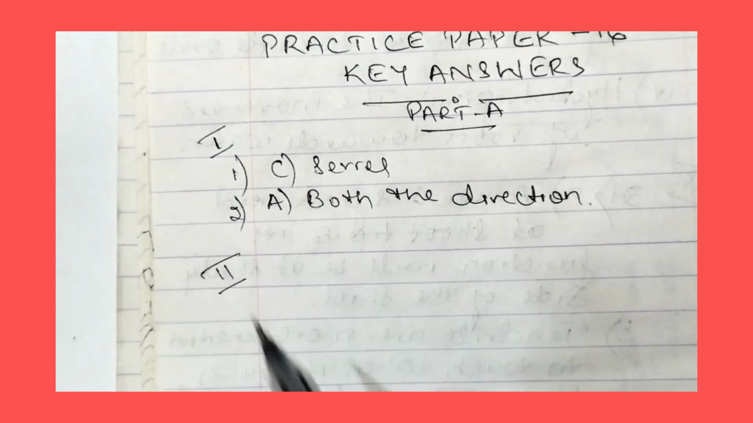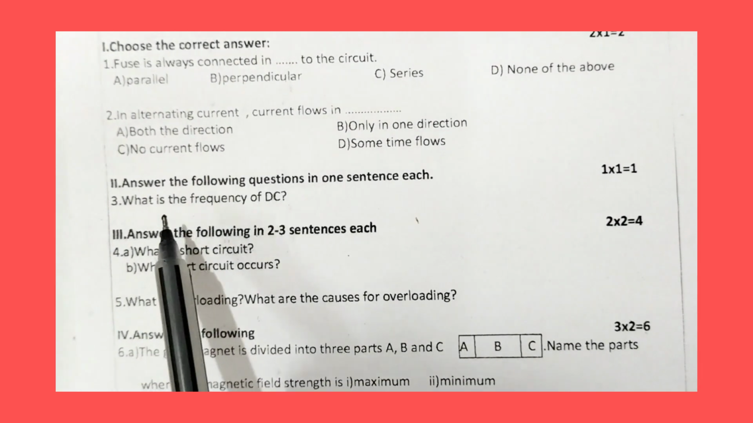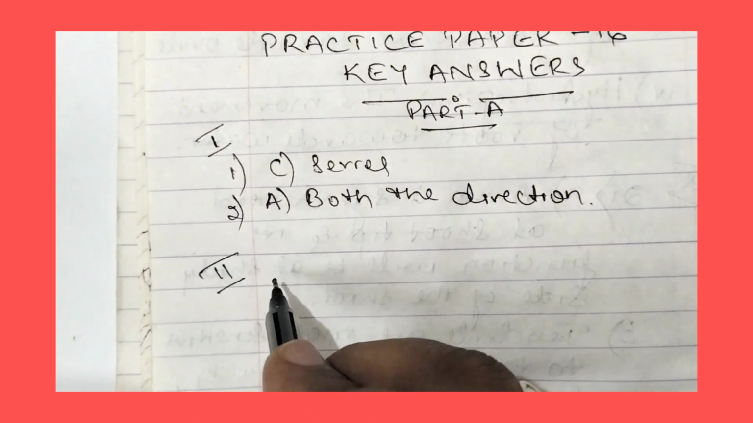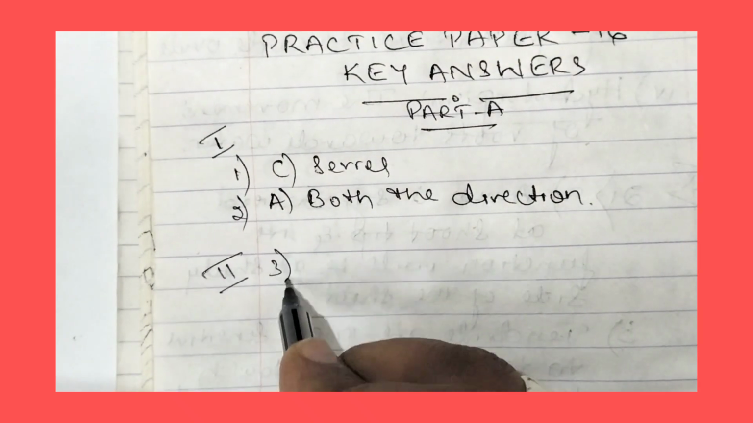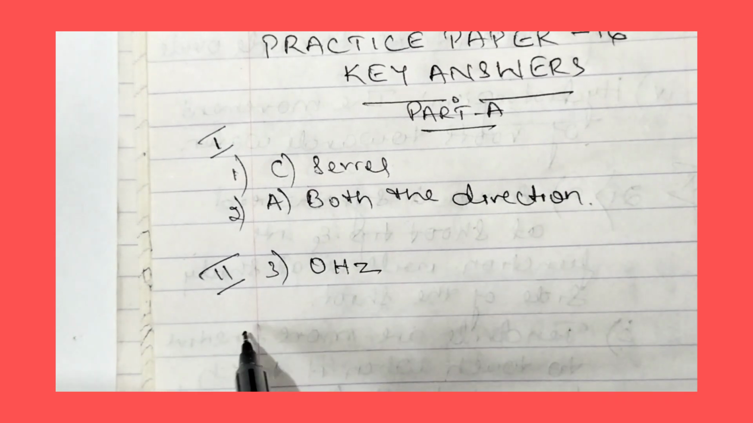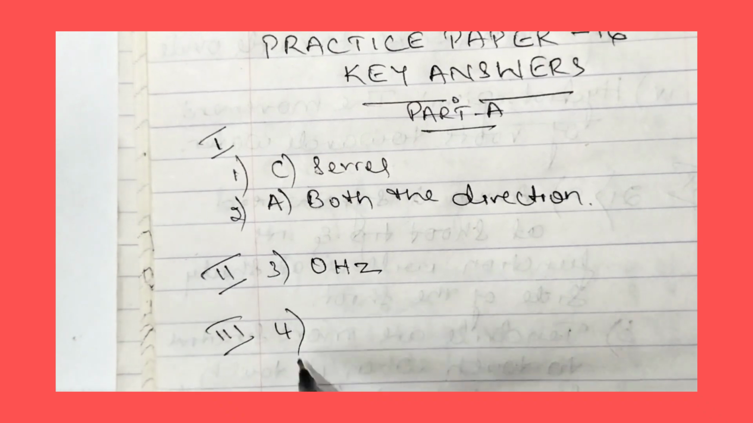Now let us move to the second mark. The second mark first question is, what is the frequency of DC? So the frequency of DC, that is the third question, is 0 hertz. So now let us move to the third mark, that is the fourth question.